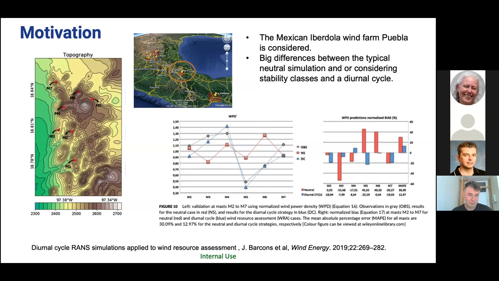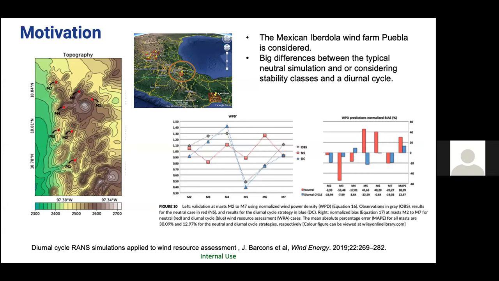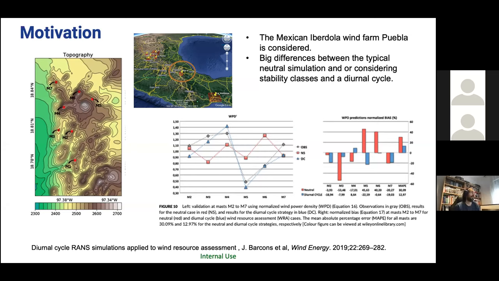As motivation, we can find hundreds of other wind farms where we see the same problems. We have a long-term collaboration with Iberdrola, and here I'm using an example from Mexico that is appropriate for the project ENERXICO. It's a wind farm located in Puebla. When you do a simulation of this wind farm with neutral conditions, so just a microscale simulation, you have big deviations from the observed wind profiles at different masts inside the wind farm. You can see here in pink the values of speed-ups for the different masts, compared with the observations in gray.